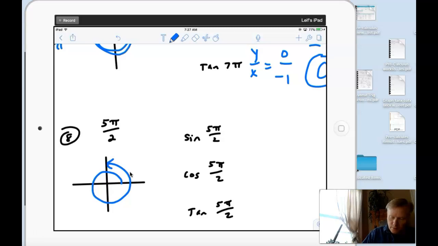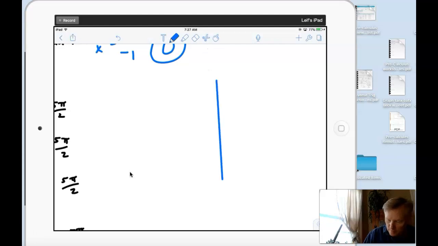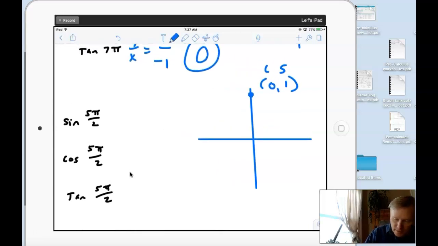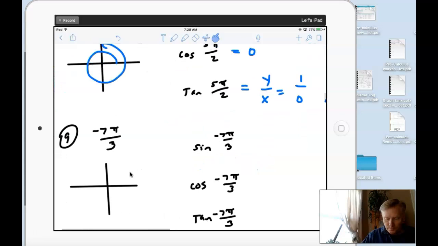So that's up here. So once again, this is going to be another unit circle kind of thing. Coordinates up here would be 0, 1. So again, my cosine is the x, sine is the y. So the sine will be 1, cosine will be 0, and tangent will be y over x, which is 1 over 0, which is undefined. Okay, so those are my answers. Next one.